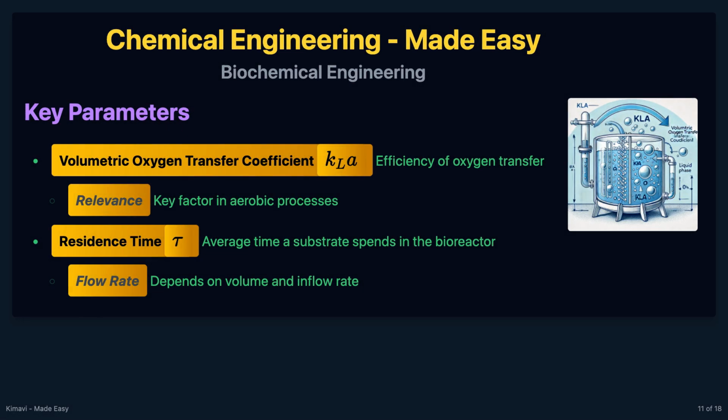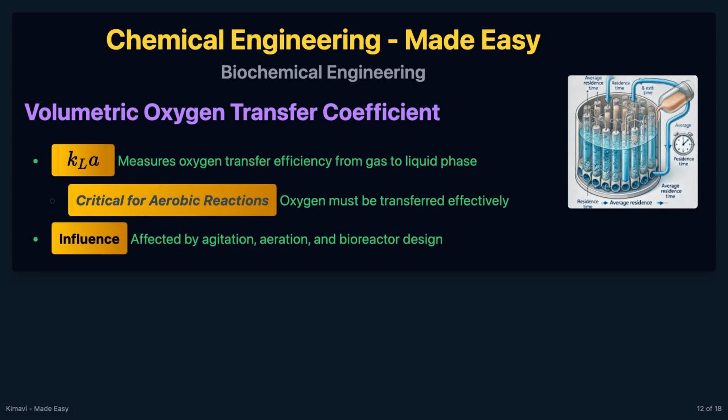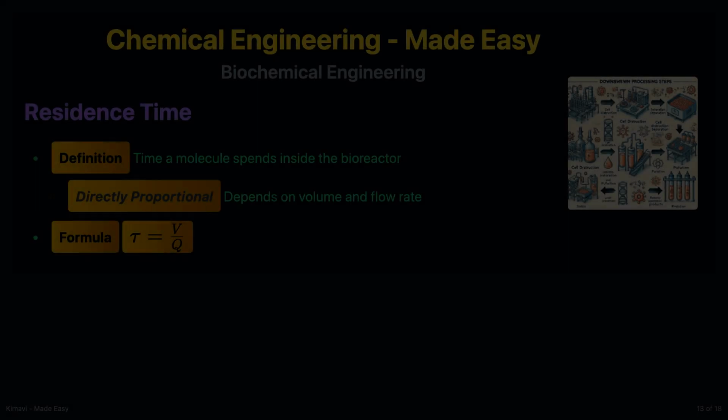Key parameters in bioreactor design include the volumetric oxygen transfer coefficient, KLA, and the residence time, tau. The volumetric oxygen transfer coefficient measures the efficiency of oxygen transfer from the gas phase to the liquid phase. This parameter is critical for aerobic processes where oxygen is a limiting factor.